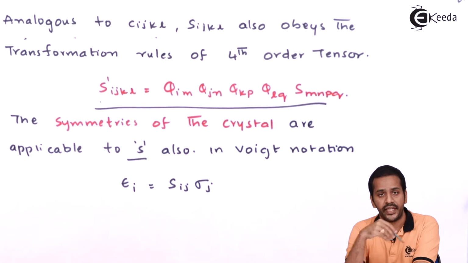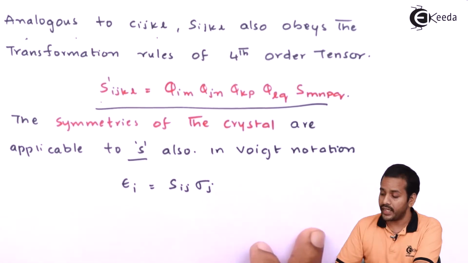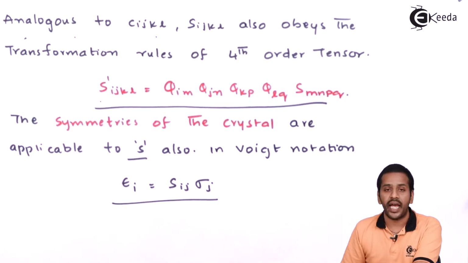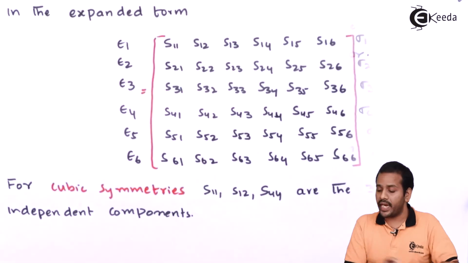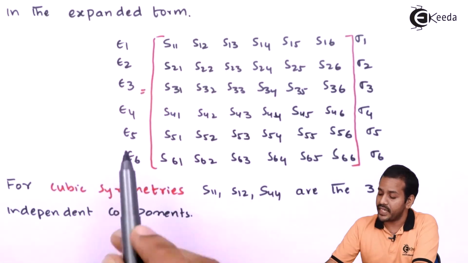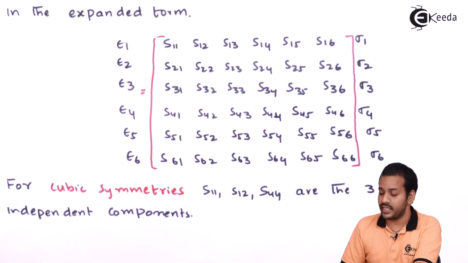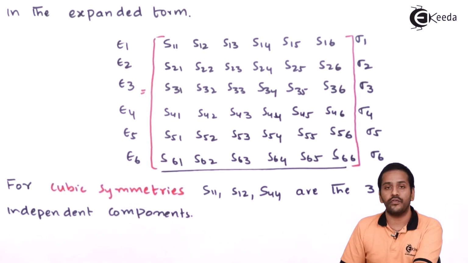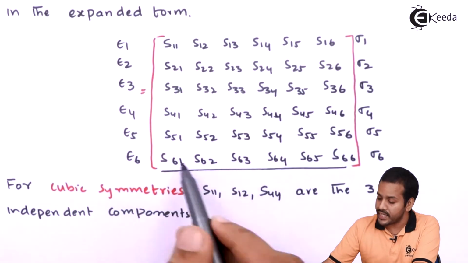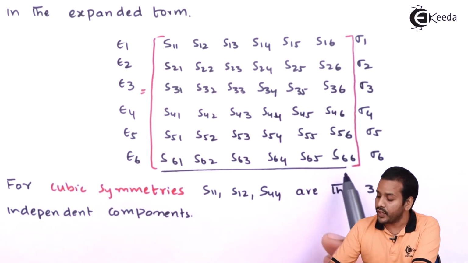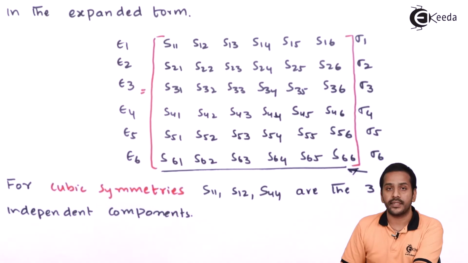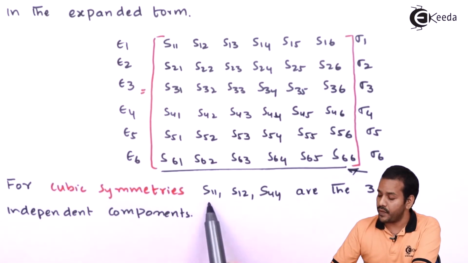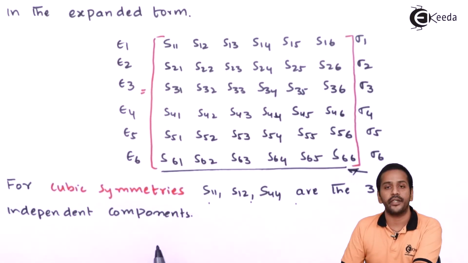That is, if we invert the constitutive relation, then S also will be having only three independent constants for the cubic symmetry. And in the contracted notation, epsilon i is nothing but S ij sigma j. And in the expanded form, we are having six independent strains and six independent stresses and a total 6x6 matrix of compliance, which is again symmetric. So we will be having 21 independent compliance terms. For cubic symmetries, S11, S12, S44 are the three independent components.